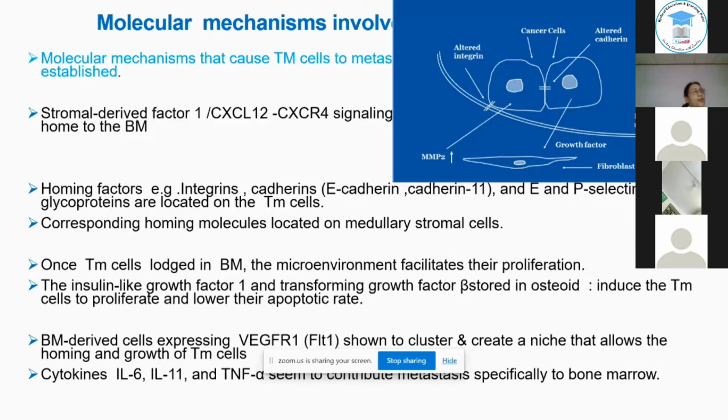The insulin-like growth factor 1 and transforming growth factor beta are stored in osteoid, and they induce the tumor cells to proliferate and lower their apoptotic rate. The bone marrow derived cells express VEGFR, which is shown to cluster and create a niche that allows the homing and growth of these tumor cells. Then various cytokines like IL-6, IL-11, and tumor necrosis factor alpha also seem to contribute to metastasis, specifically in the bone marrow.